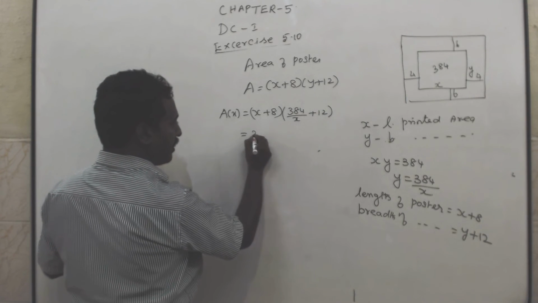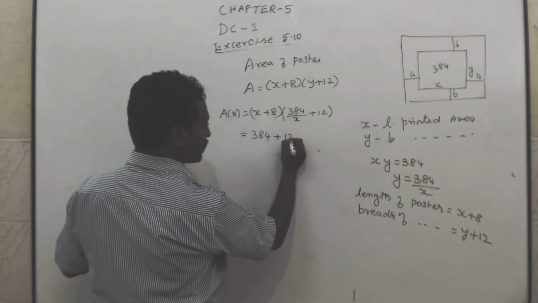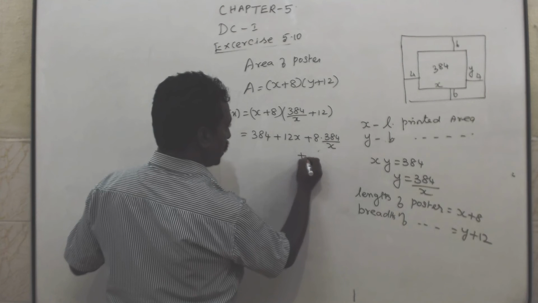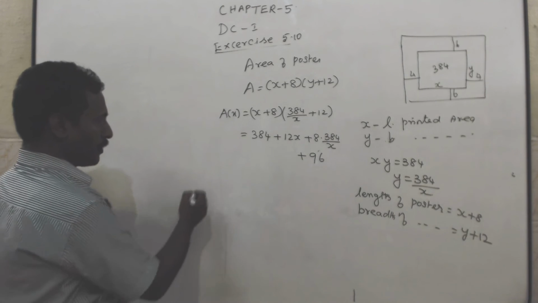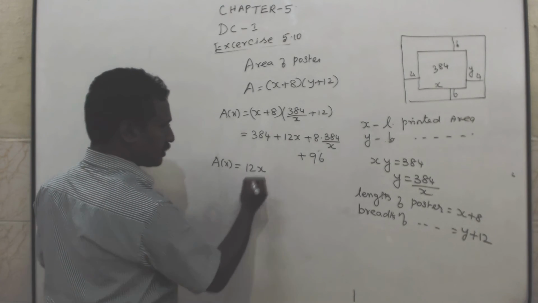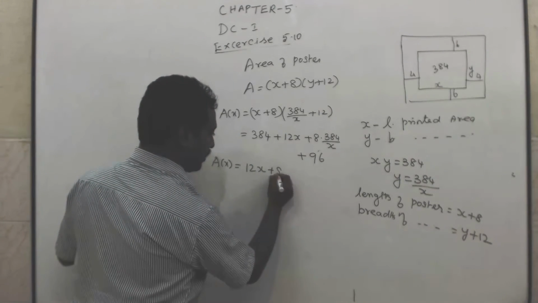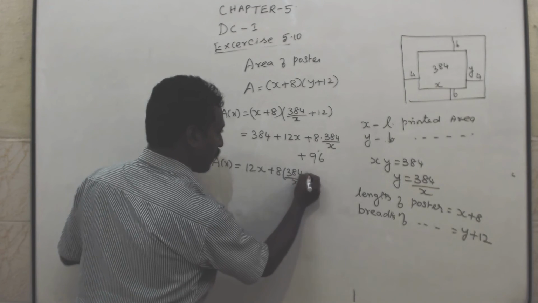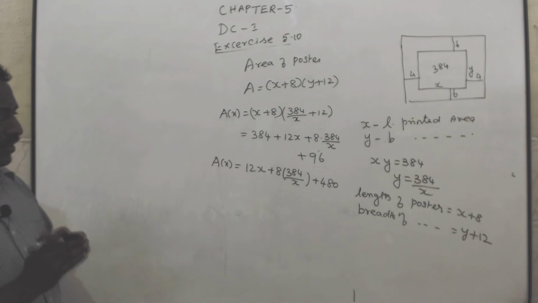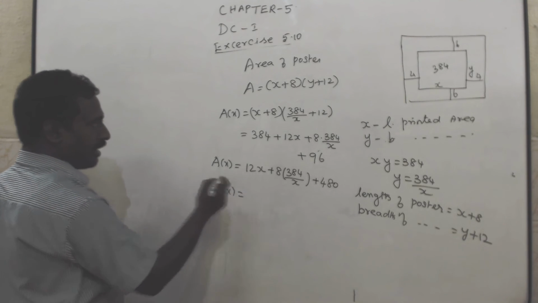Multiply: 384 plus 12x plus 8 into 384 by x. 12 8s are 96. A of x is equal to 12x plus 8 into 384 by x plus 480. This is the equation. No need to multiply and don't waste your time. A dash of x. The procedure is the same as before.